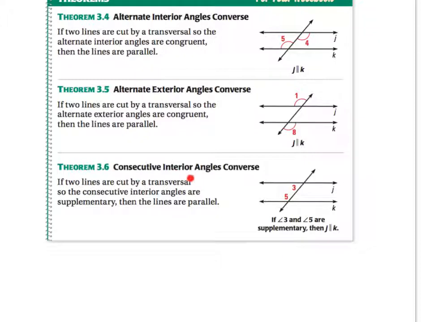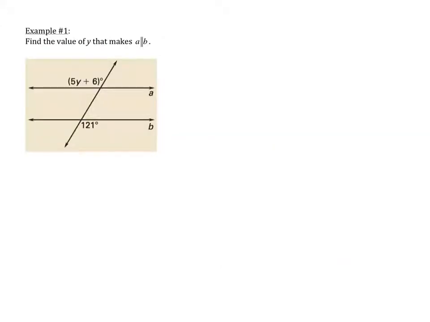So remember, consecutive interior means that they're on the same side of the transversal, and this is the only angle pair that are not congruent. Consecutive interior angles are supplementary if the two lines are parallel. Now in this section, if consecutive interior angles are supplementary, then we can conclude that the lines must have been parallel. Now on to the examples. We'll just be applying all of these converses.